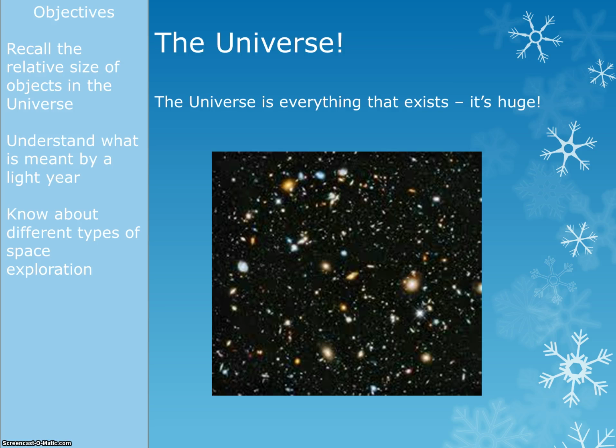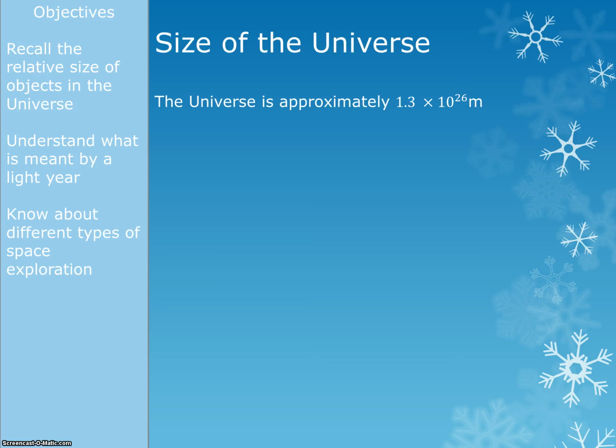So the universe is everything. You can't get any bigger than the universe. It is everything that exists. It is mind-bogglingly huge. Seriously, seriously huge. So, biggest thing ever. You probably can't even imagine how big it is. It is approximately 1.3 times 10 to the 26 metres. That means there are 26 zeros after the 1.3. So there you go. That's it written out.